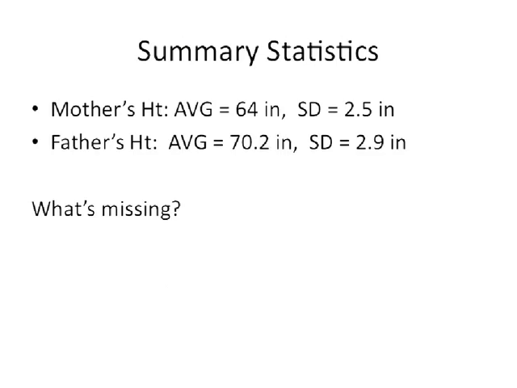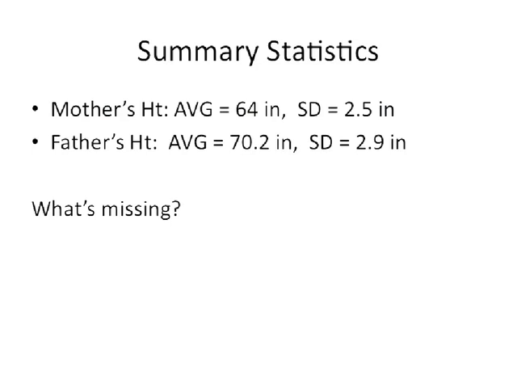So here are the summary statistics from those two numeric variables, the mother's height and the father's height. On average, the mothers are 64 inches tall, and the spread, the SD, says how far away from the mean you might expect to see a mother's actual height. And 2.5 inches says you could easily see someone 2.5 or all the way up to 5 inches away from the average of 64 inches. The fathers, on the other hand, are 70.2 inches, and their spread's larger. It's 2.9 inches.